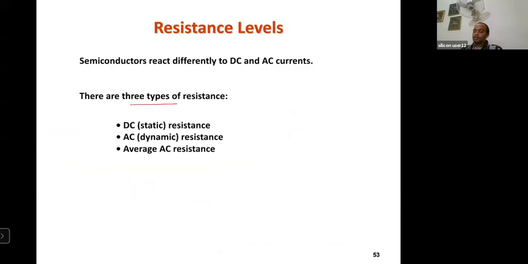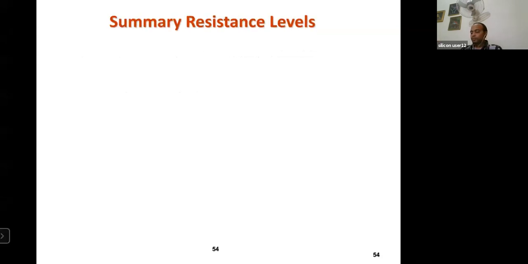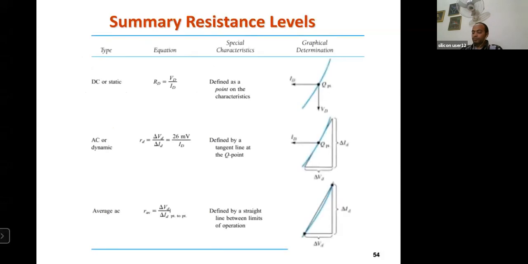Basically, there are three different ways of calculating resistance. One is DC resistance, AC resistance, and average AC resistance. So we'll go one by one, but before going to that, just look at the summary of that thing. Then we'll see. DC resistance means what? It is the resistance at a particular point. Whatever that resistance at a particular point, that is called DC resistance.